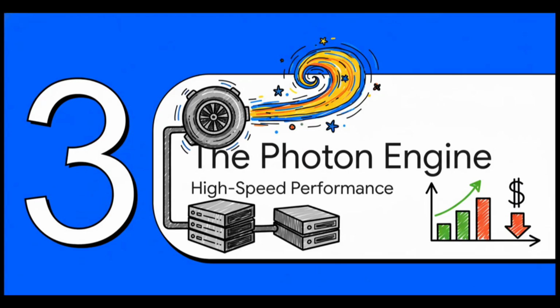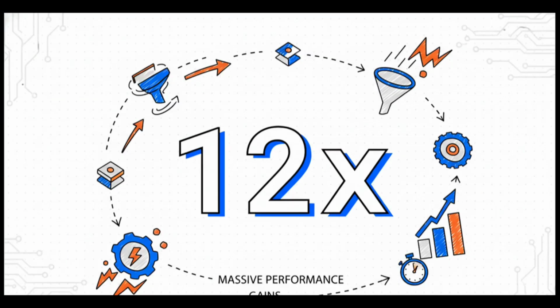Okay, now let's talk about strapping a turbocharger onto that compute engine we've been discussing. This is where Photon comes in. And believe me, it can totally change the game for both your performance and your costs. So Photon is Databricks' own high-performance query engine. Instead of processing data one row at a time like traditional Spark, it uses this thing called vectorized execution. Basically, it processes data in huge batches, and that makes it incredibly efficient.